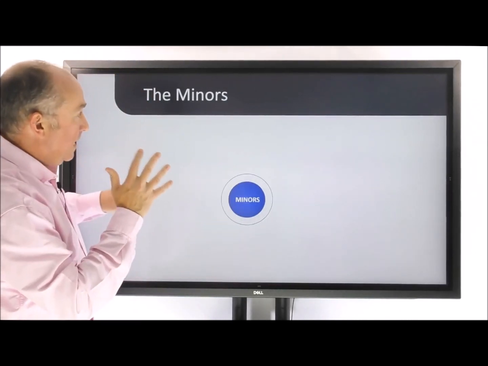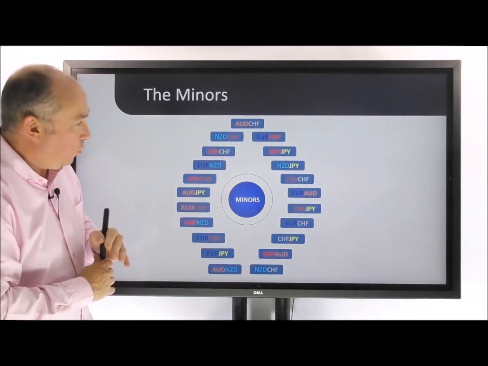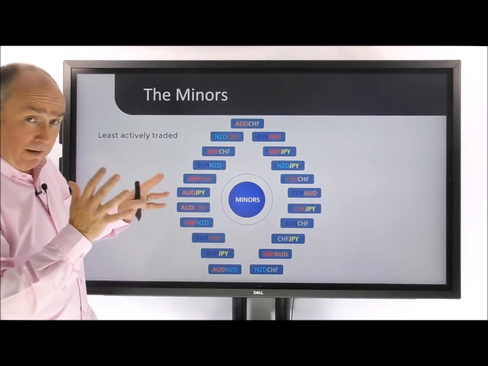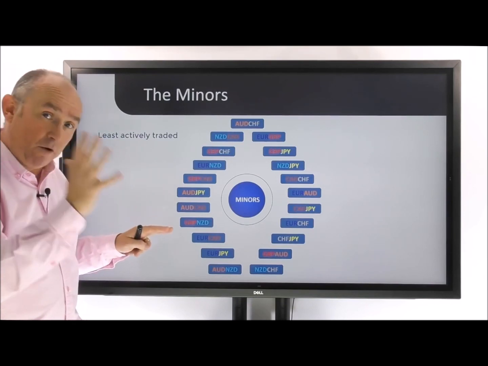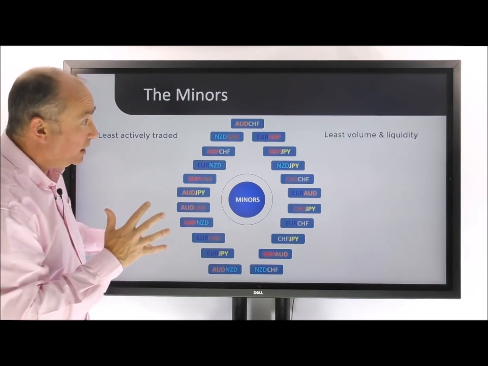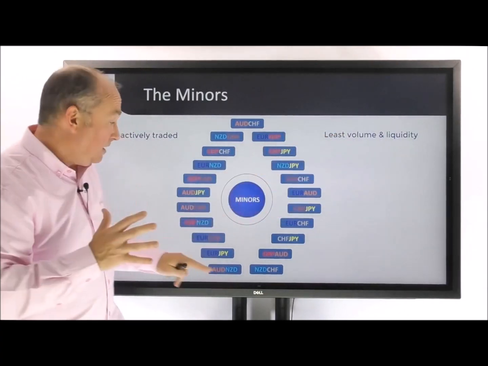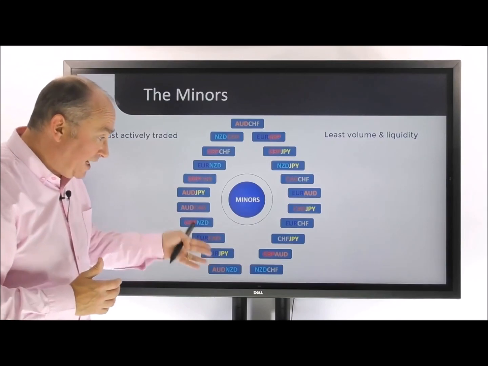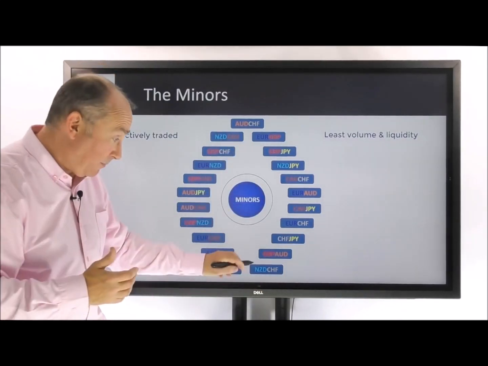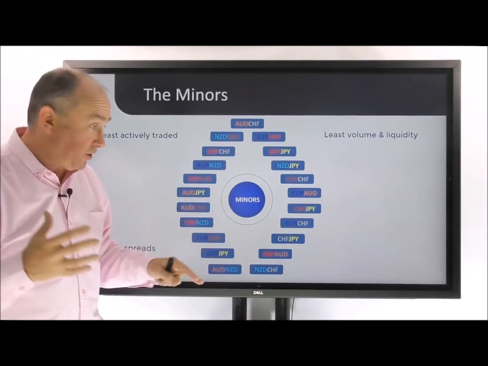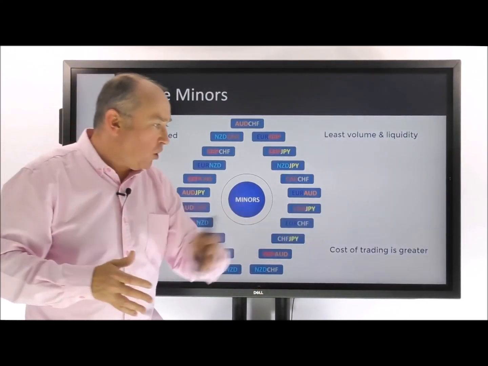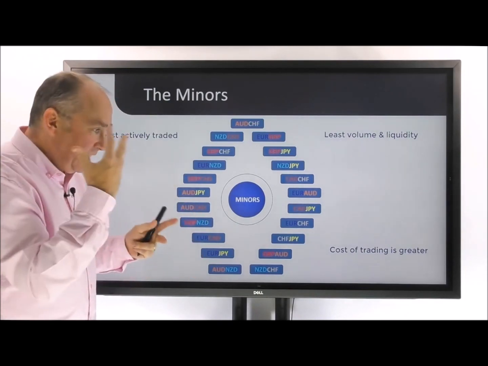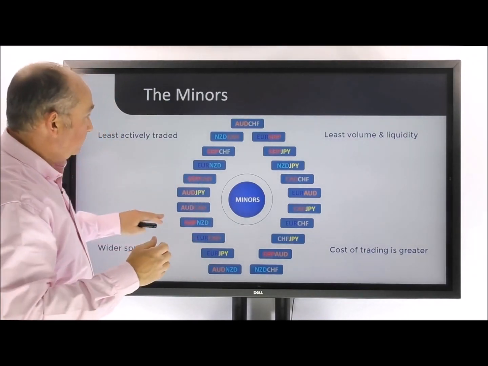Conversely, if you're trading the minors, all the other currency pairs, the cost of business is generally more expensive. These are less actively traded, although there are some major opportunities in these as well. The volume and liquidity is less. Okay, the spreads can be wider. If you're trading perhaps the New Zealand dollar against the Swiss franc, something like that, sometimes the spreads will widen because it's not so actively traded. So it's fair to say the cost of trading the minors, everything that doesn't have the US dollar on one side, is generally more expensive.